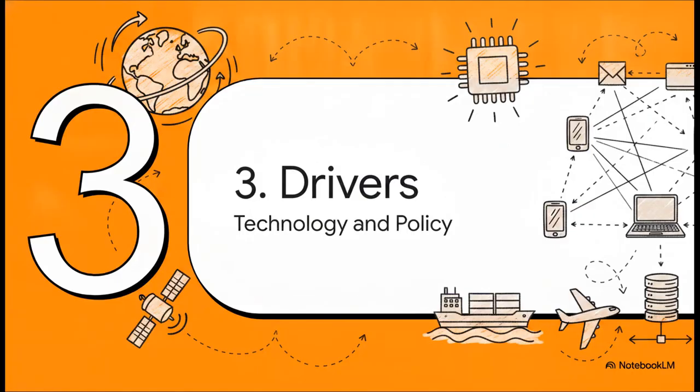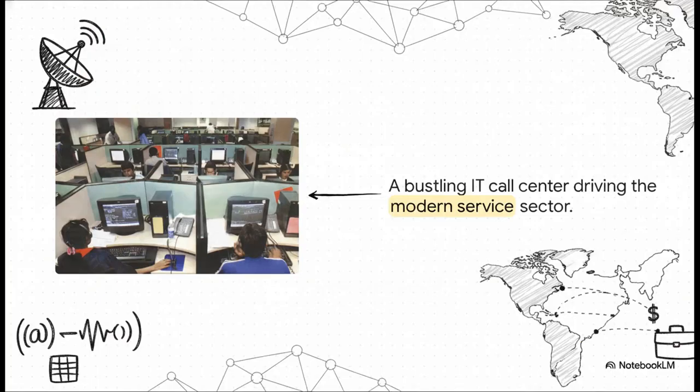And that brings us to Section 3, drivers, technology, and policy. Now, while MNCs have certainly been around for a while, this whole integration process has accelerated at hyperspeed over the last 30 years. Let's look at the catalysts that made this rapid shift possible. And hey, it's not just physical goods like cars and jeans driving this train.